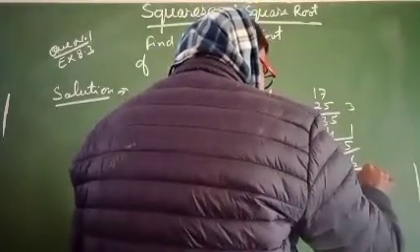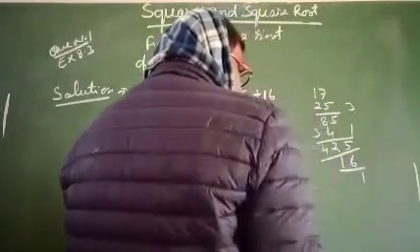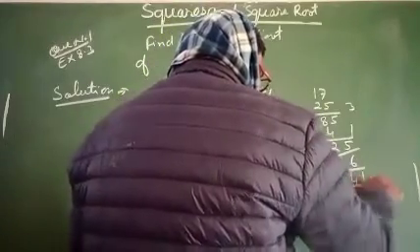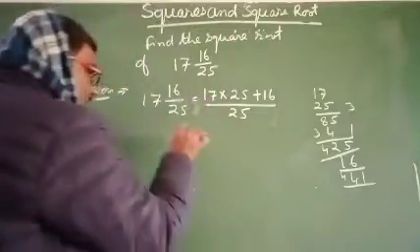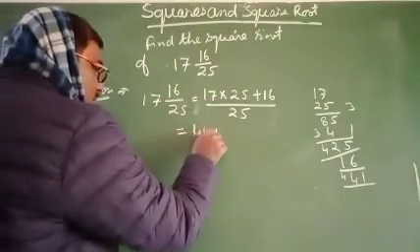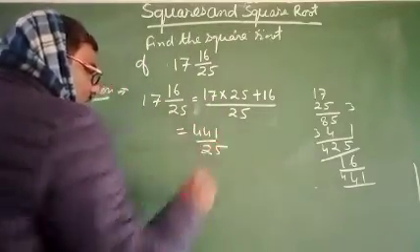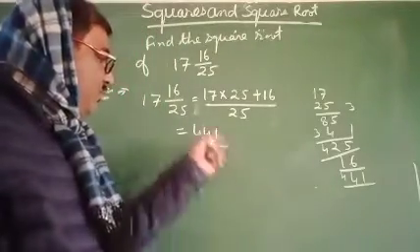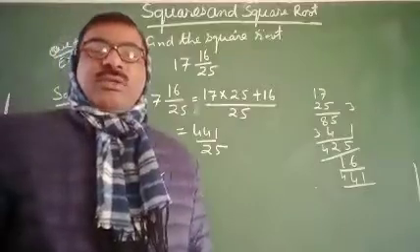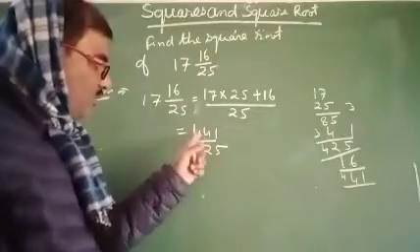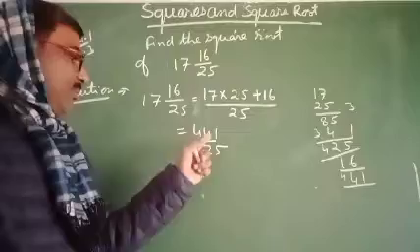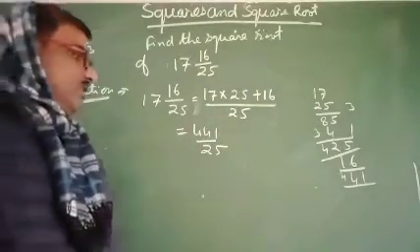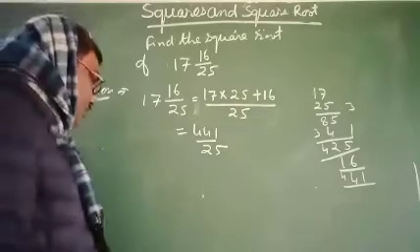5 plus 6 is 11, 1 carry 1. 2 plus 1 is 3. 3 plus 1 is 4. Then it will be equal to 441 upon 25. Now I will find out the square root of 441 upon 25. First of all, I will find the square root of 441.